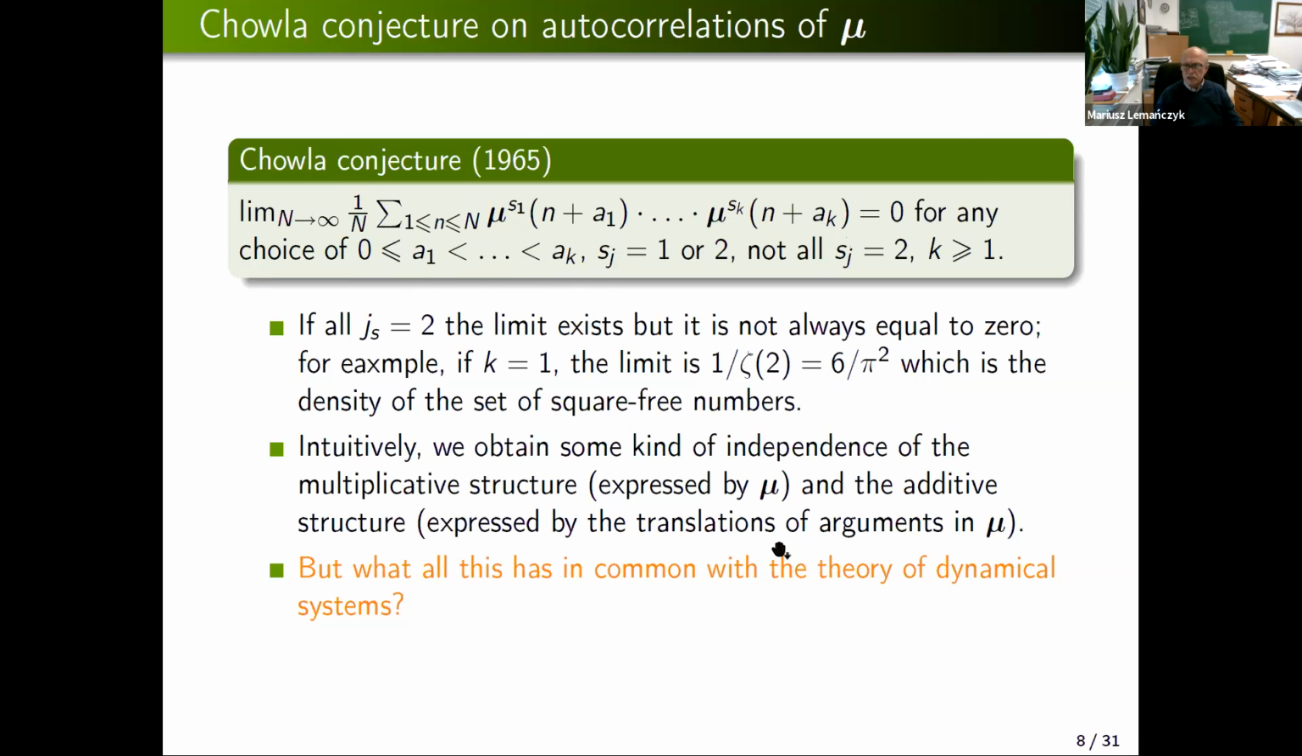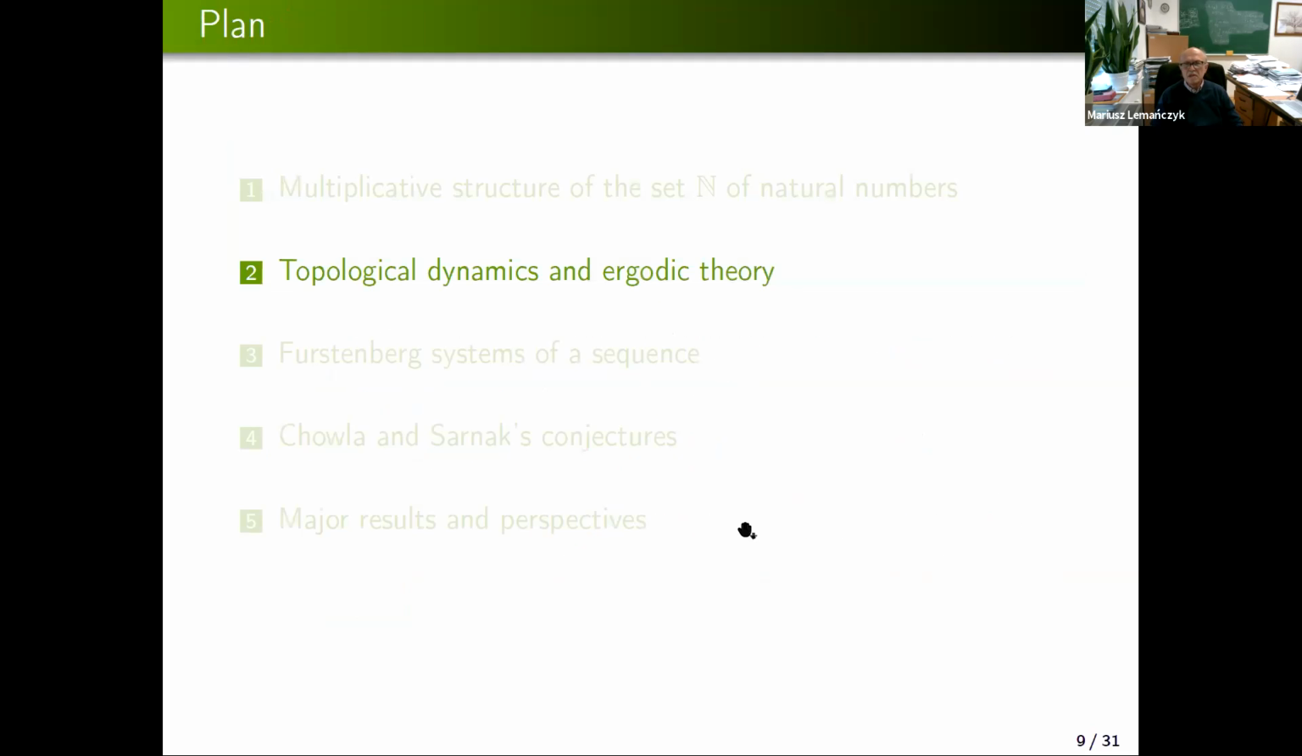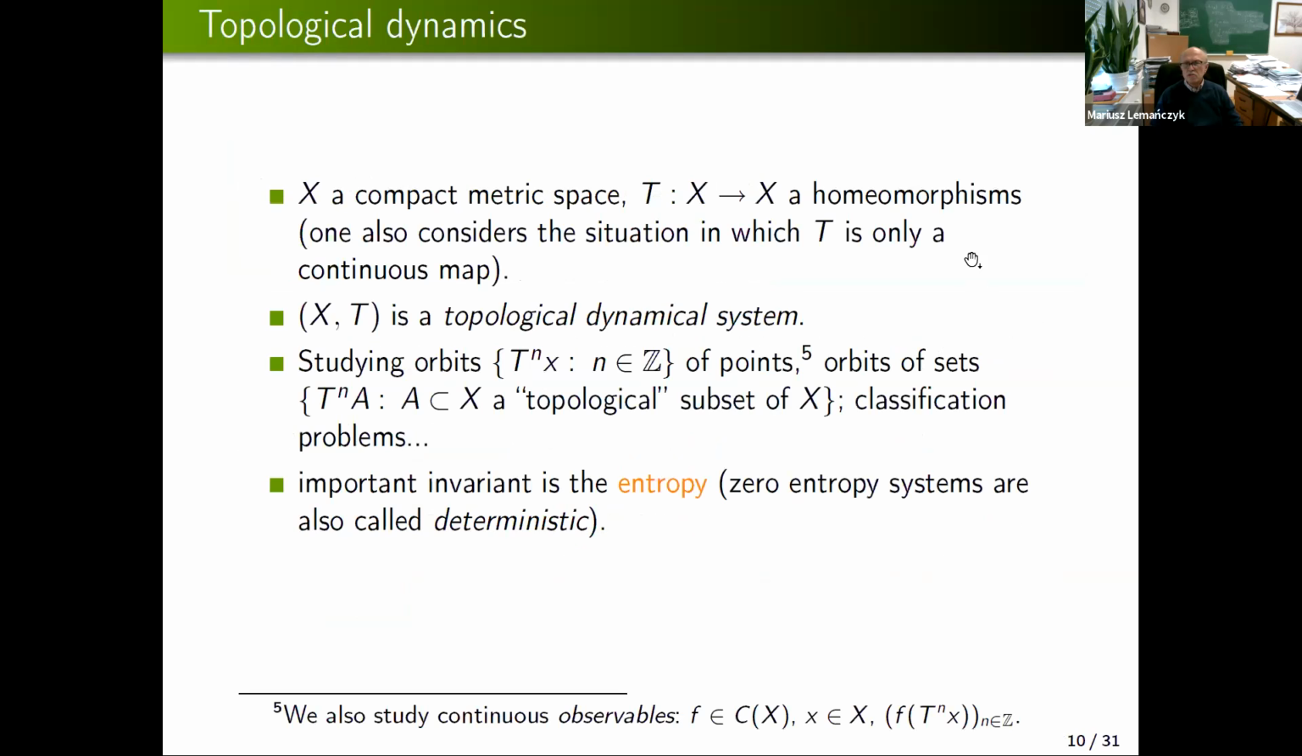Okay, so we have had this brief introduction to number theory, to analytic number theory, or maybe to multiplicative number theory. But you may wonder what all this has in common with the theory of dynamical systems. So now I spend some minutes on a very brief introduction to topological dynamics and ergodic theory. What do we do in topological dynamics? Well, in topological dynamics, we deal with compact metric spaces, and then we consider homeomorphisms of these spaces.